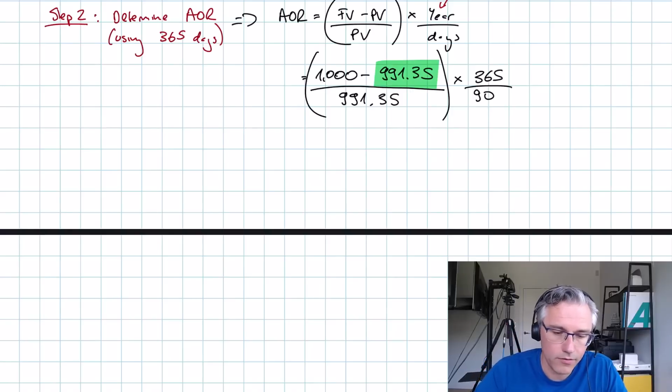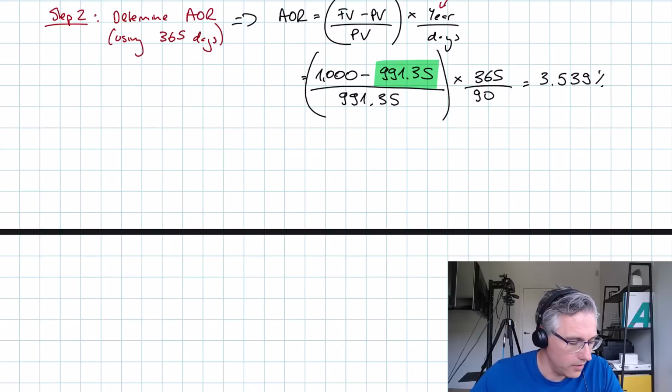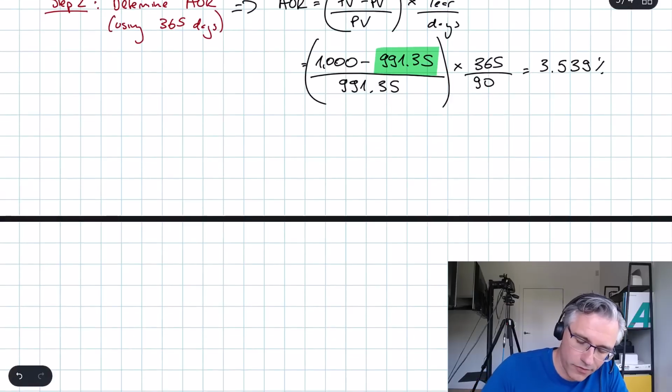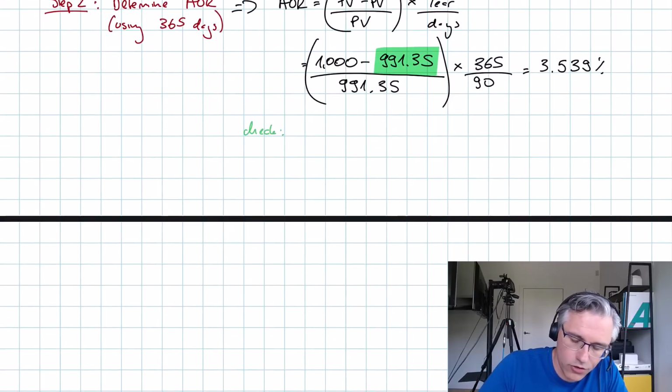Let's have a look. 1000 minus 991.35, divided by 991.35, and now multiplied by 365 over 90. Okay, it seems to be 3.5 something. I'm going to write this down up to 3 decimal places, 3.539%. The reason why I wanted to do that is I just wanted to provide you with a check, to see if this is okay.